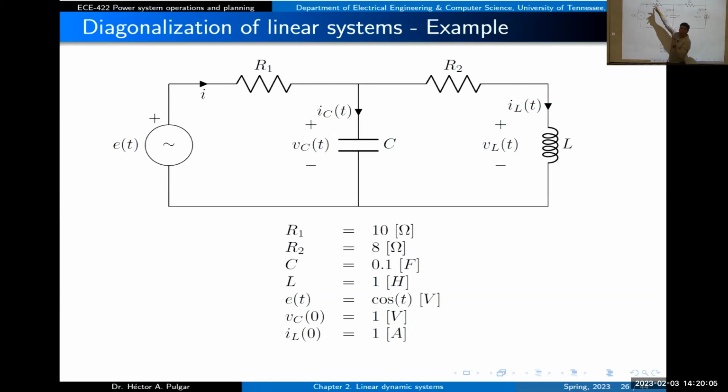What about this one? How large does R1 need to be? Large, because large means almost open circuit. Send that to infinite, it will be open circuit. So basically, you will have a capacitor and inductor in parallel, and if they have an initial condition, they will oscillate forever, right? Without any damping.